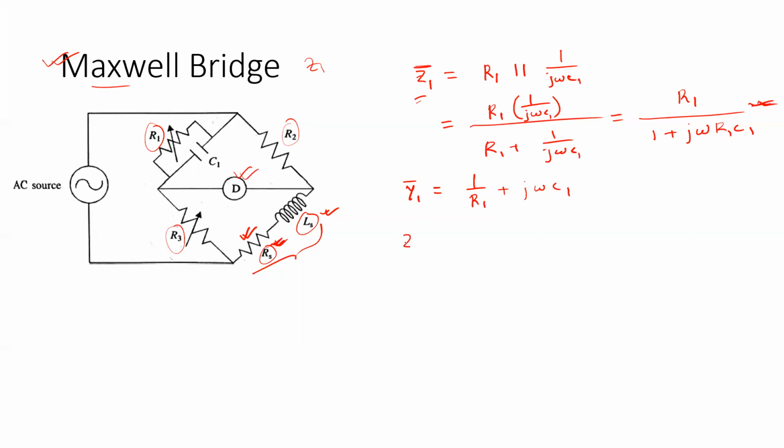And for Z2 and Z3, we just have two resistors connected in these two arms. And lastly, the unknown arm Z4, we can define in terms of the series combination of the unknown resistance and the inductance.